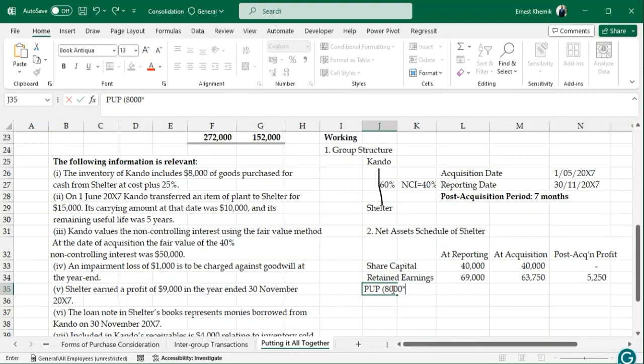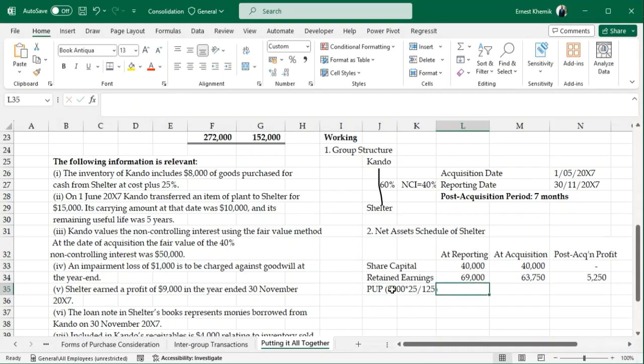So this is a markup on the value of the goods, which is the sales. So we are going to have 8,000, and then 25% margin. We'll have 25 over 125. So quickly I will come here. It's not going to affect our acquisition date retained earnings. It's just going to affect our reporting date as well as the post-acquisition profits. Why? Because the sale happened after we acquired the subsidiary.